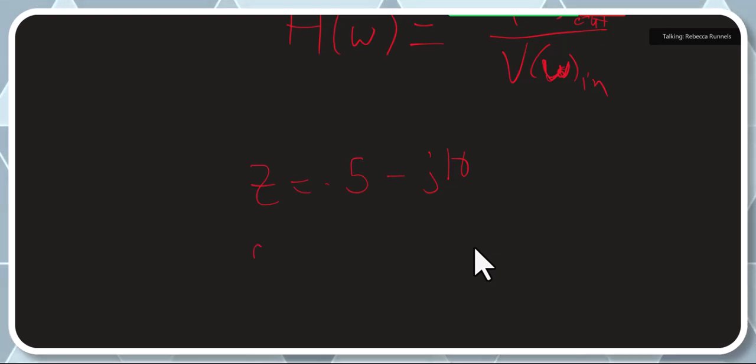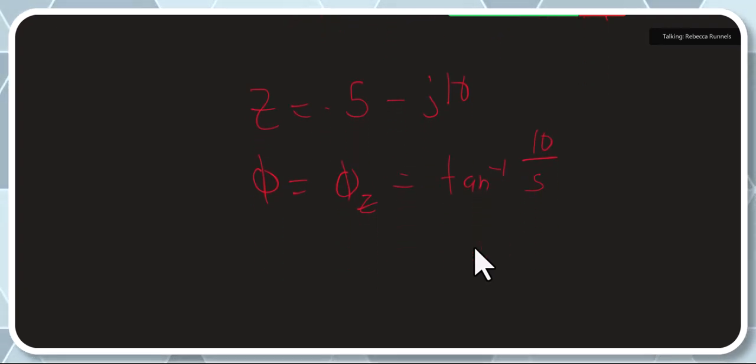Because phi is the angle of the impedance, and the angle of the impedance is the inverse tangent of the imaginary part over the real part, or you just get your calculator to tell you what the angle is, and then your power factor is the cosine of that angle. So as long as you have the impedance, you've got what you need for the power factor. Okay, other questions?